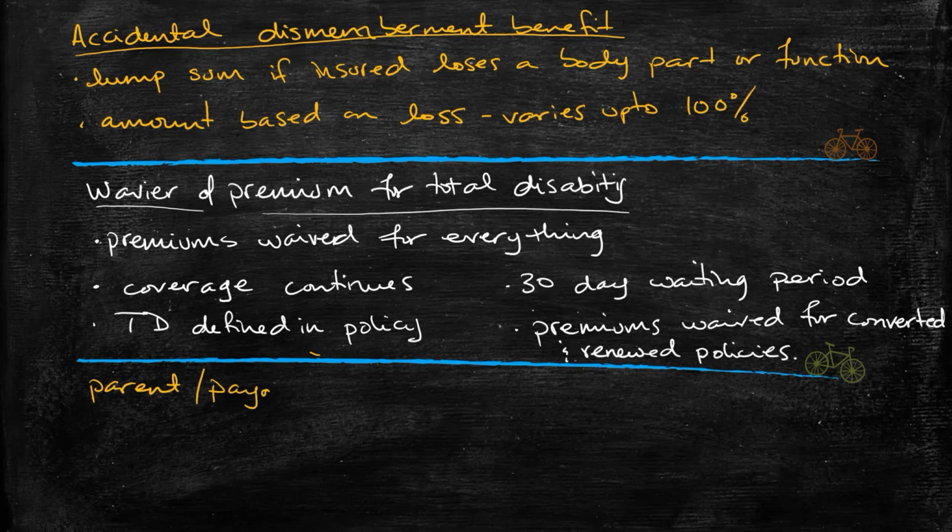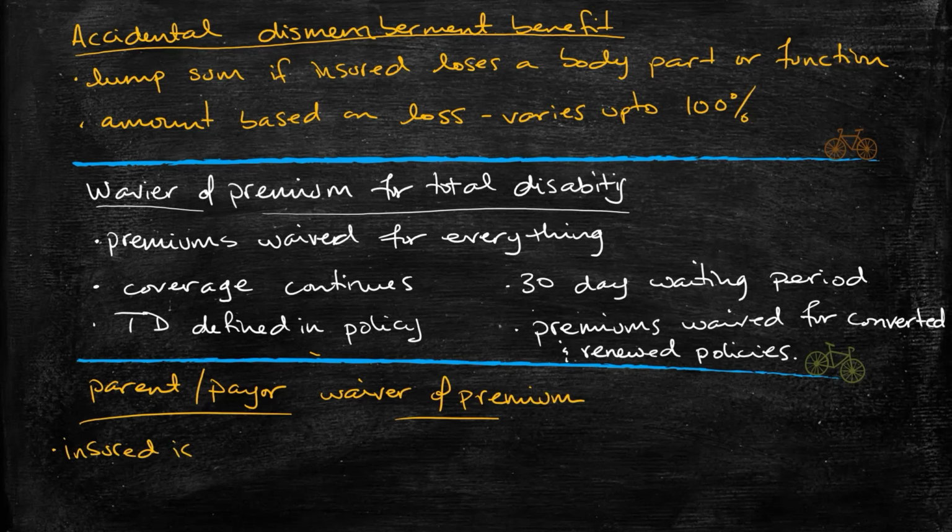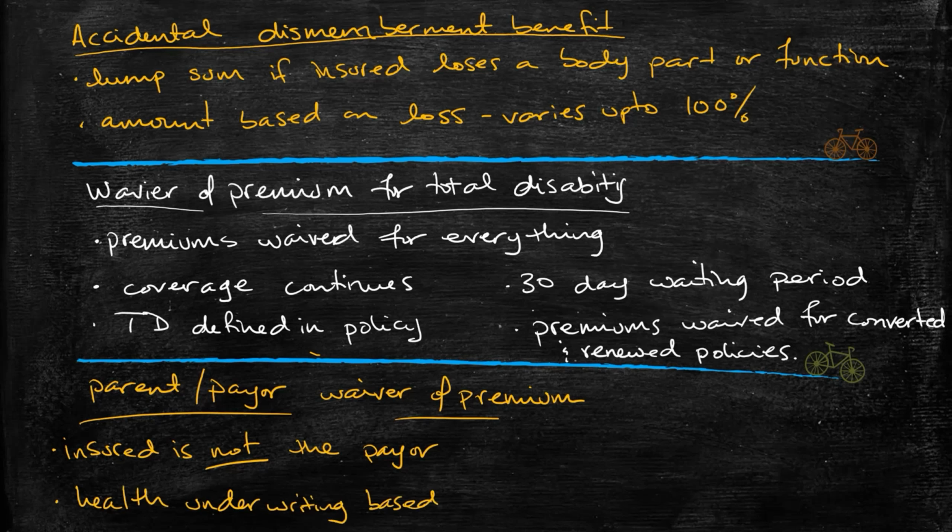The last one is the parent or payer waiver benefit. The reason it's not just parent is there could be some sort of business situation that this waiver has been put on the policy for. The key point of this is that the insured is not the payer. Somebody else is paying for the policy. And the health underwriting for this benefit to come into place is based on the payer's health, not the insured, like the other benefits that we've talked about so far.